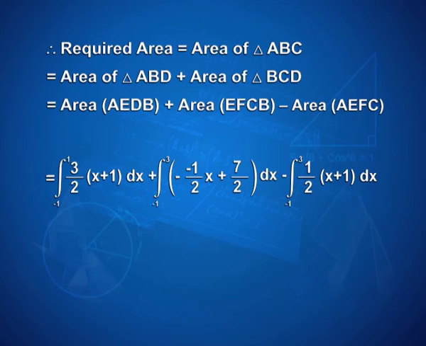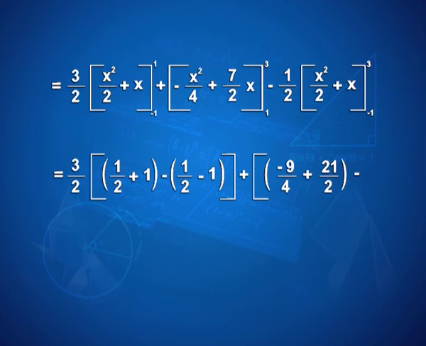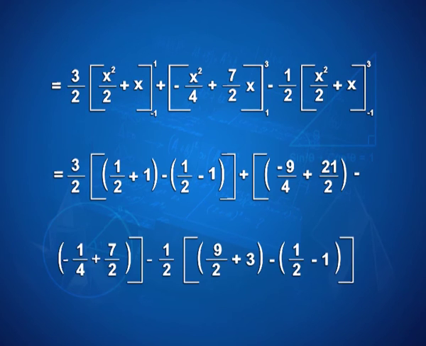On applying limits, we have 3 upon 2 into x square upon 2 plus x with limits -1 and 1 plus minus x square upon 4 plus 7 upon 2 into x with limits 1 and 3 minus 1 upon 2 into x square upon 2 plus x with limits -1 and 3, that is equal to 3 upon 2 into 1 upon 2 plus 1 minus 1 upon 2 minus 1 plus minus 9 upon 4 plus 21 upon 2 minus of minus 1 upon 4 plus 7 upon 2 minus 1 upon 2 into 9 upon 2 plus 3 minus 1 upon 2 minus 1.